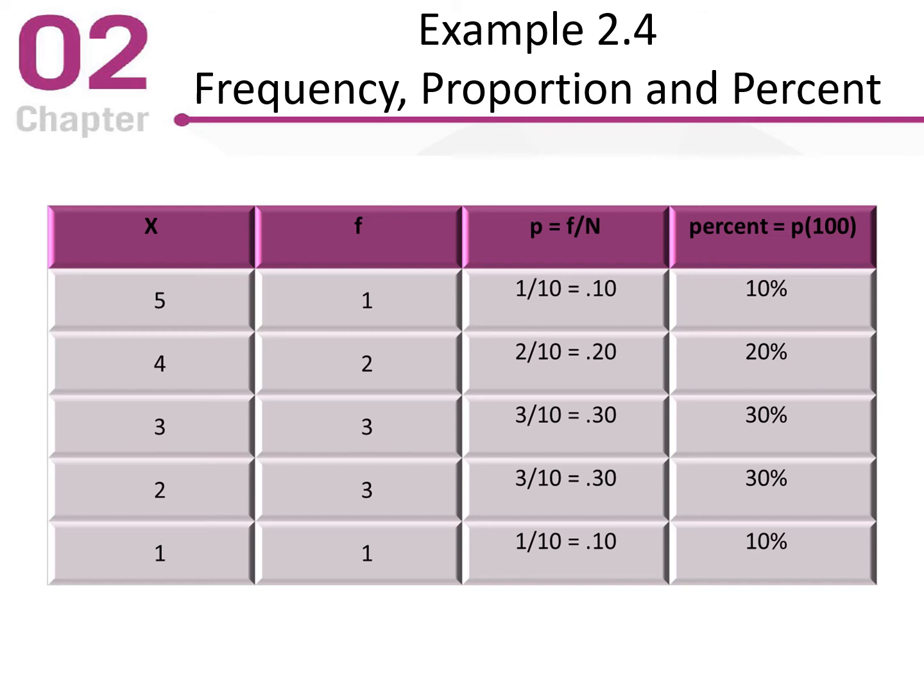Now the F column is the frequency. So this states that one person scored 5, 2 people scored 4, 3 people scored a 3, 3 people scored a 2, and 1 person scored a 1.